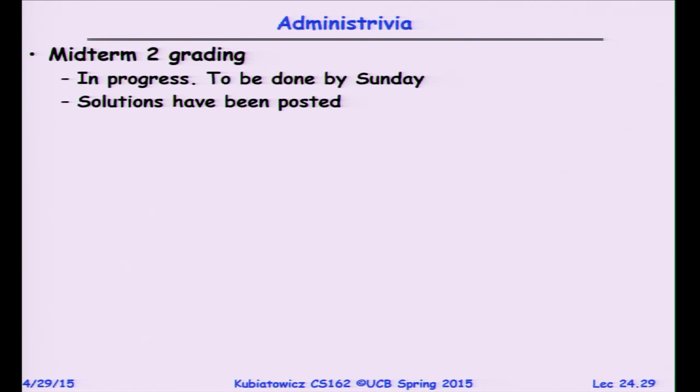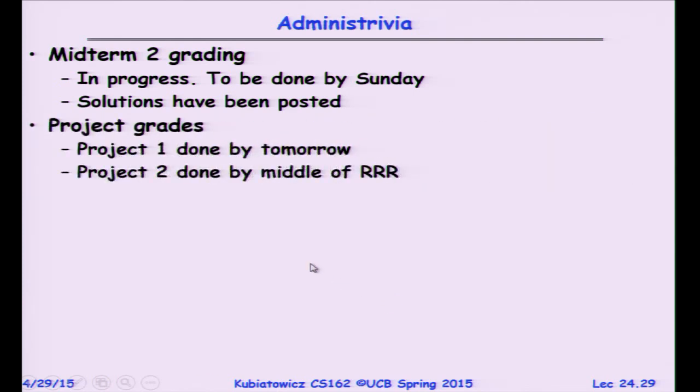Good. So, midterm 2 is in progress. It'll be done by Sunday, we promise. Solutions are up. Project grades: project 1, sorry about this. It's kind of hard to believe that this was this way, but definitely tomorrow you will have project 1 grades for absolutely sure. We won't go into what's happening. You may even see partial grades pushed out. Project 2 will definitely be done by the middle of next week.